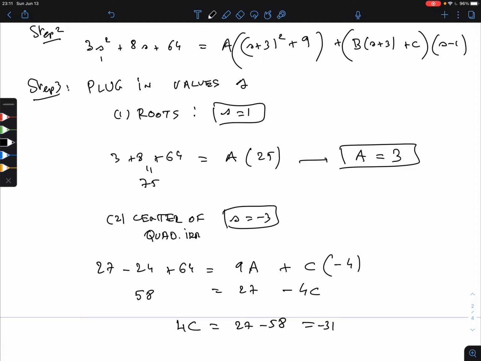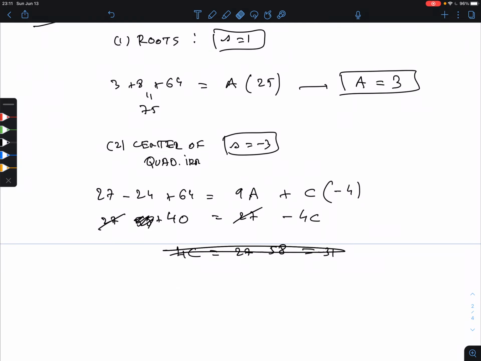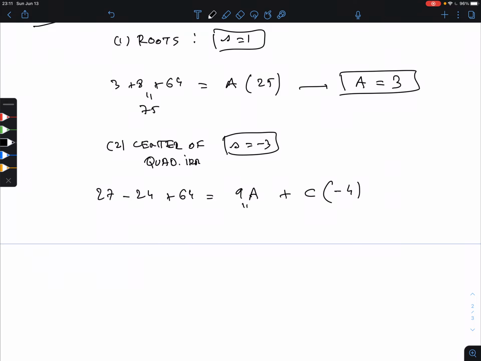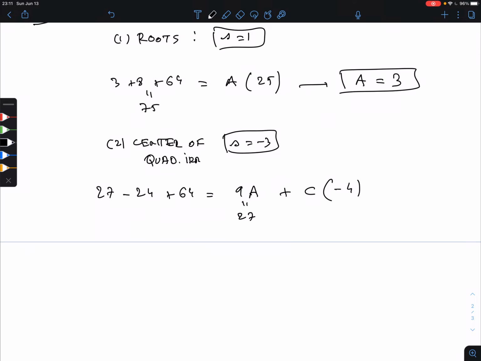Now, I cannot promise you that, and just because your numbers are not round, you should not say, oh, I'm wrong. Okay, so this becomes now minus 24. This is 40. The 27's cancel, right? So this 27 is also here. Plus 40, the 27's cancel. Okay, so this is what we get. Now 9a, a is 3, so that is 27, and so these two cancel, and so we get 40 equals minus 4c, so we get that c is minus 10.